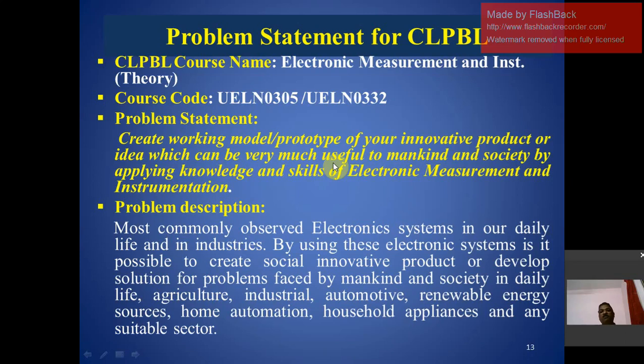Then problem statement for course level project based learning. So my subject is electronic measurement and instrumentation. The theory code is 0305 and the practical code is 0332. So we are implementing this project based learning for the practical slot.